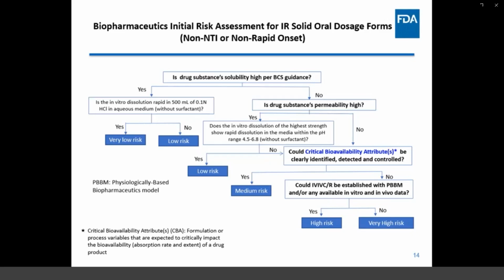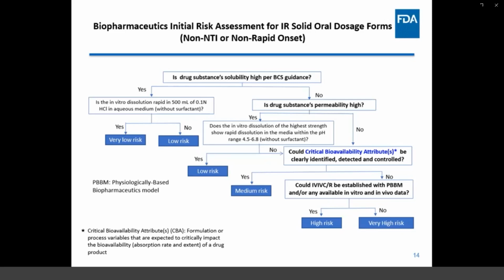However, if we're unable to identify any of these CBAs, this becomes a high risk or a very high risk. And this is dependent on if an IVIVC or IVIVR can be established with PBBM or any other available in vitro or in vivo data. If we can use PBBM to support this, this would be a high risk. This is just the initial risk.